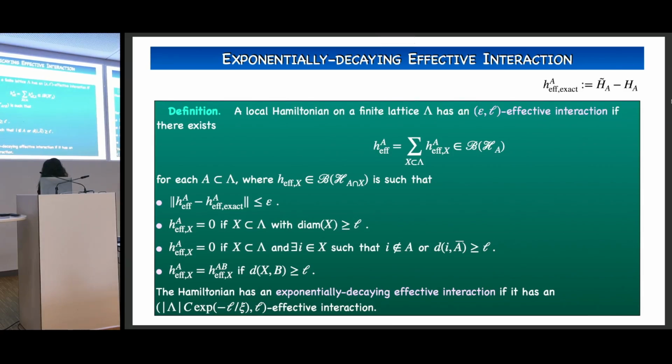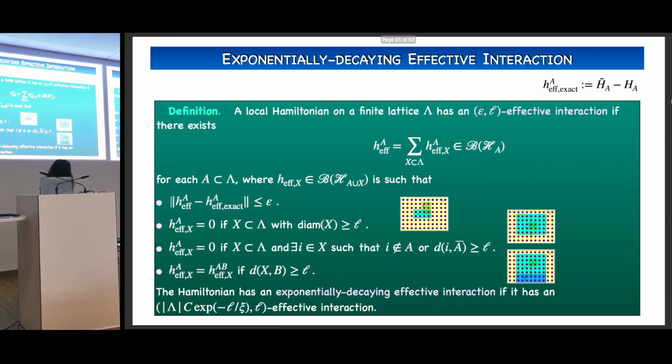So for that, we consider this, which is a bit of a nightmare, but this is something that is called an exponentially decaying effective interaction. And I don't really want you to follow completely the details of this definition. I just want you to get an idea of what we are doing here. What we are doing here is essentially the following. We are considering something that is called H^F_A, which is a sum of terms, each of which has support in the intersection between A and X, and they satisfy a bunch of conditions. The first one of them is that this is not too far from the H^F exact, so this is smaller than a certain epsilon.